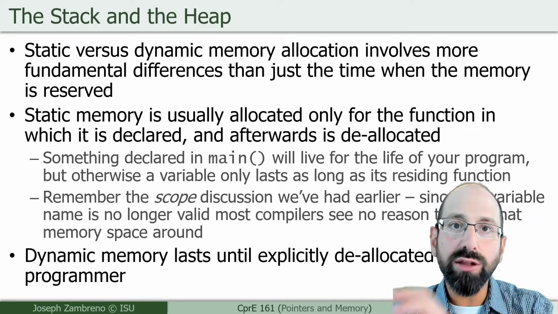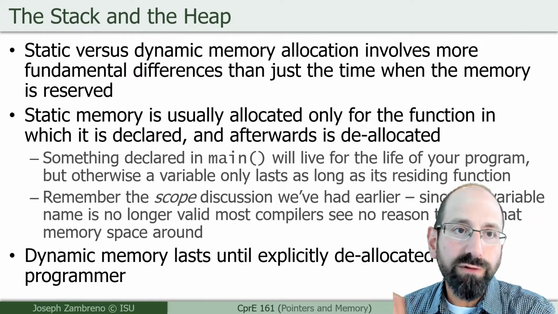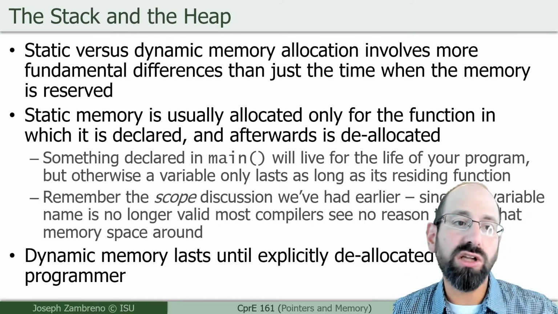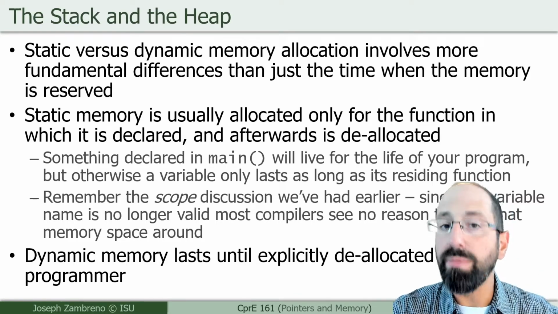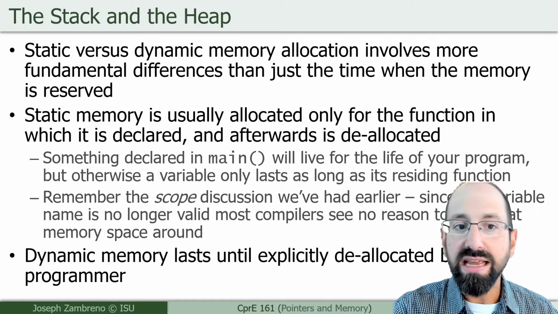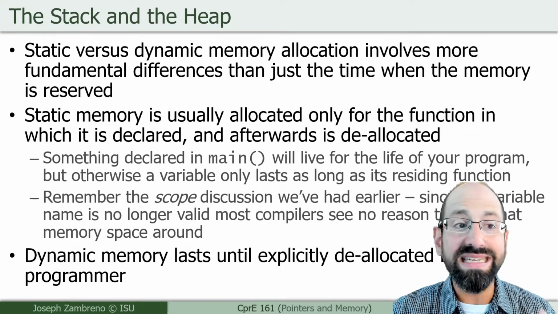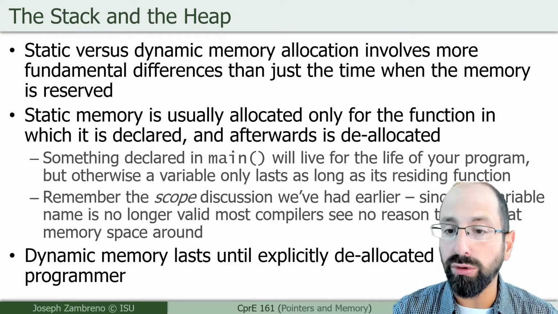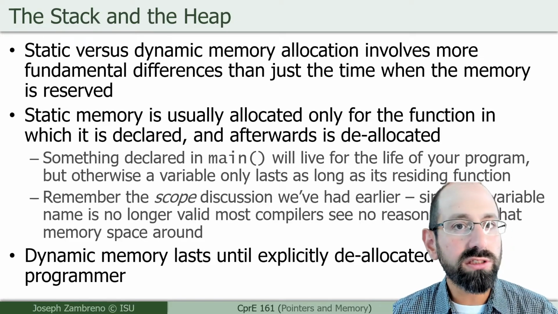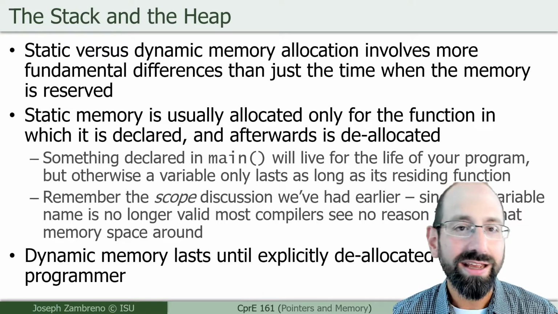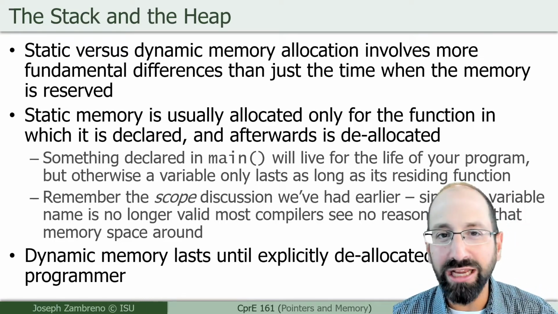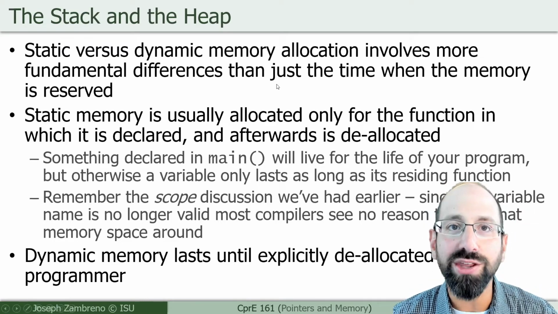So static memory allocation is usually allocated only for the function in which it's declared, and then afterward it's gone, it's deallocated. Memory that's dynamically allocated is different. It lasts until you explicitly deallocate it yourself as a programmer. Other programming languages have other ways of keeping track of dynamically allocated objects. You'll hear terms like reference counting and garbage collection, and C doesn't do any of that. You, as the programmer, need to be aware of it.